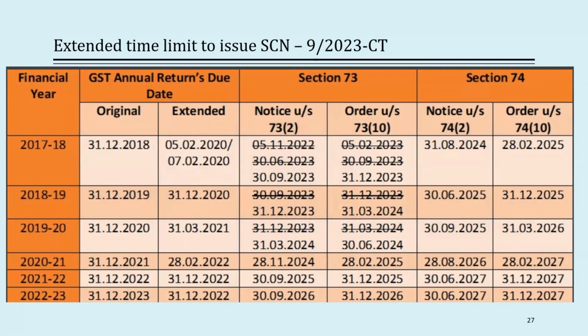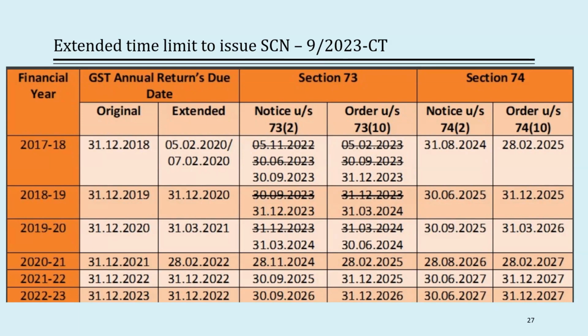So if you would have seen the first time limit based on the original due date of filing of annual returns, the time limit would have lapsed. Which time limit? Section 73 time limit, that is without fraud cases. But recently they issued notification 9/2023, wherein they have increased the time limit under 73. The normal period time limit has been increased. For the period 17-18, they have time to issue the show cause notice till 30th September 23.